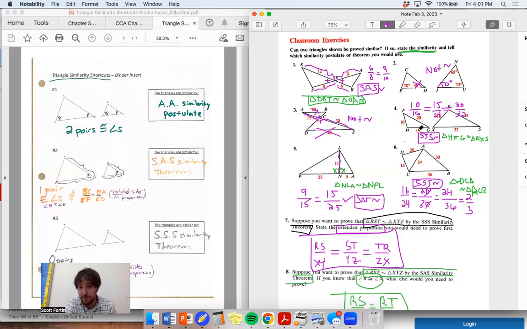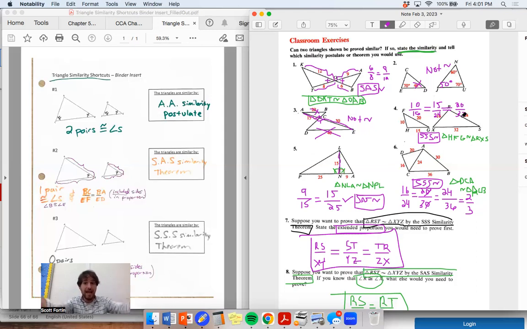What's the next biggest side here? 15. So 15 to 24. Okay. 10 to 16 is 5 to 8. 15 to 24, yeah, if I divide 15 by 3, I get 5. 24 by 3, I get 8. So 5 to 8 ratio. 20 is the biggest side here, to 32 again, small to big. Okay, but I'm looking at the largest sides now. 20 to 32. Yes, so divide both by 4, I get 5 to 8.